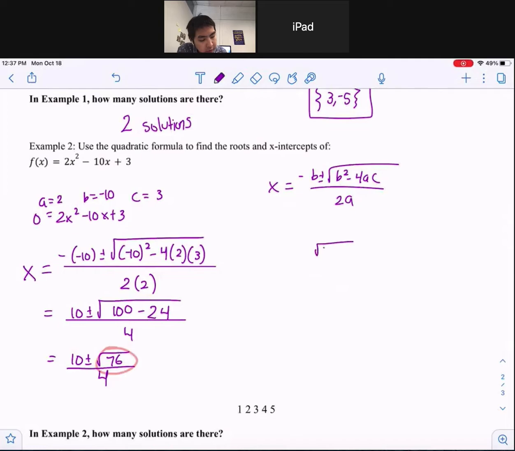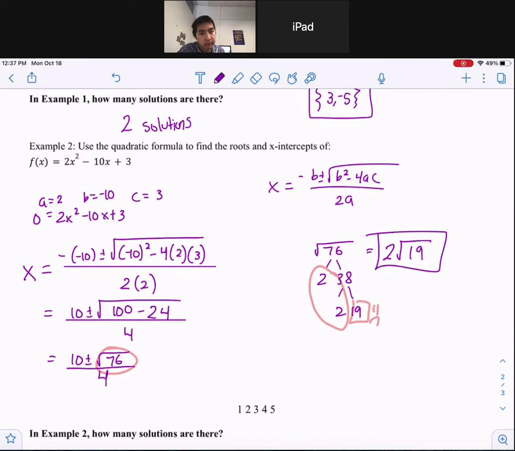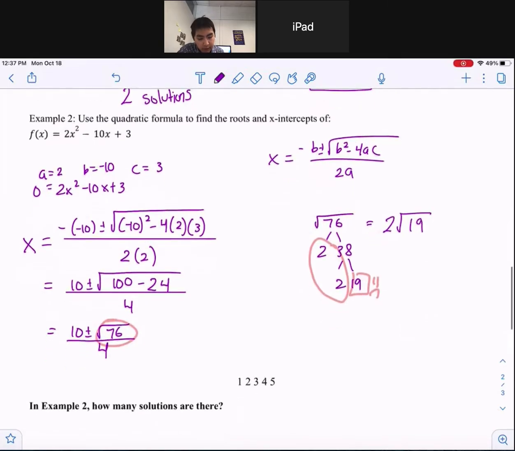In order to do that, you make a prime factorization tree. 2 can go into 76 38 times. 2 times 38, and 2 times 19 is 38. Pairs of 2's, leftover of a 19. So this is going to be the pair of 2's on the outside and the 19 on the inside. So what this really looks like is 10 plus or minus 2 rad 19 all over 4.